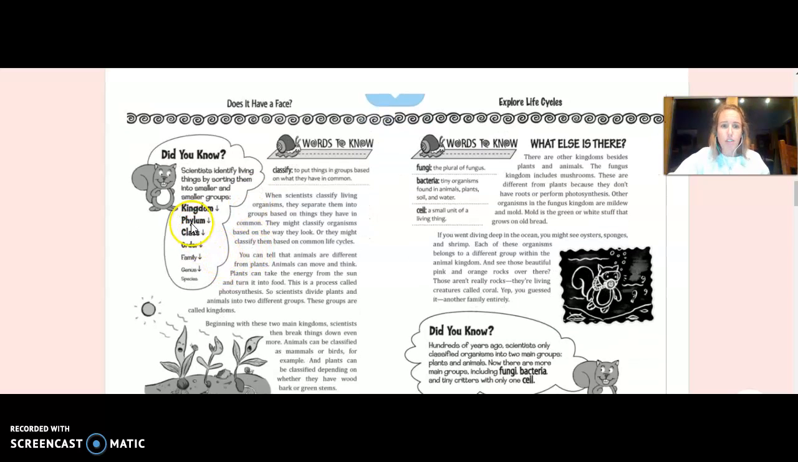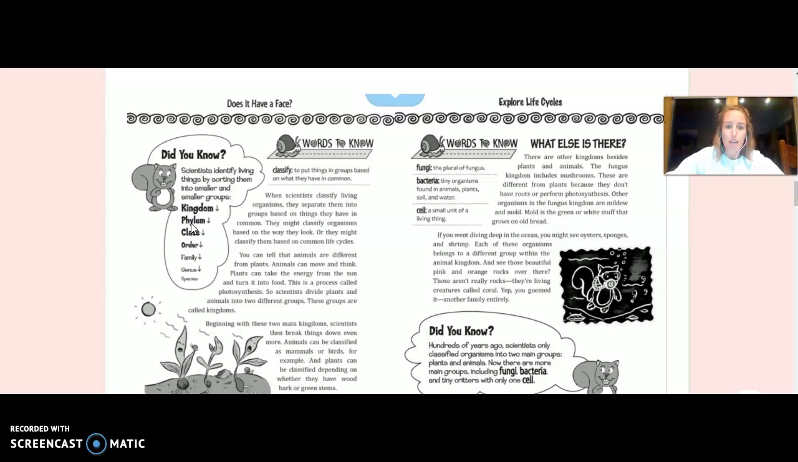You can tell that animals are different from plants. Animals can move and think. Plants can take energy from the sun and turn it into food. This is a process called photosynthesis. So scientists divide plants and animals into two different groups. These groups are called kingdoms.